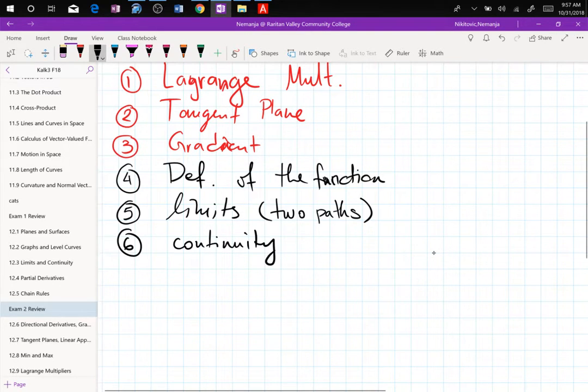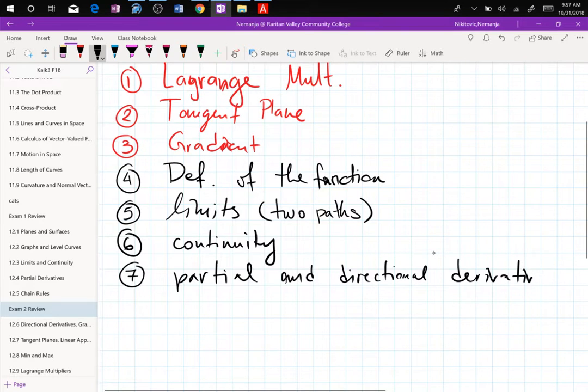As you can see, I'm focusing more on particular lectures rather than particular concepts or entire lectures. So these are all concepts. Then you have to know partial derivatives, obviously. Partial and directional derivatives. We said in class that the partial derivatives are always in the direction of x and y, and directional derivatives are going to be in the direction of the vector u.